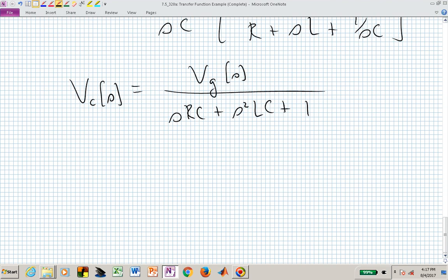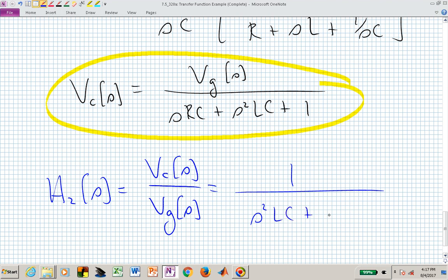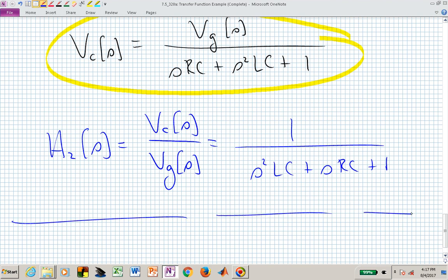Again, as I suggested before, when I highlighted something in yellow, I could now say, oh, to find H sub 2 of S, which I wanted to be the transfer function between the applied voltage V sub g and the output voltage V sub c, I could divide both sides of that yellow highlight by V sub g of S and end up with 1 over S squared LC plus S RC plus 1. And that's now the transfer function between the voltage source, V sub g, and the capacitor's voltage, V sub c.